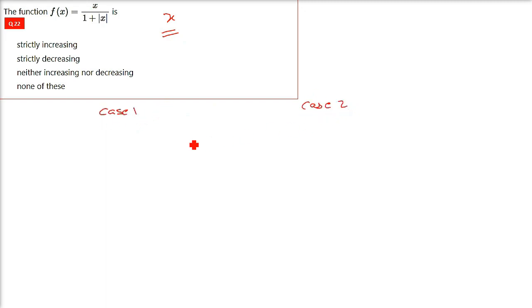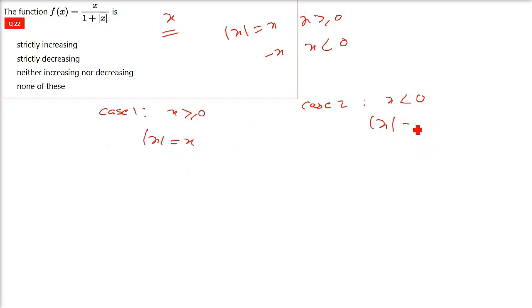Why? Because with modulus x, two things will come, negative and positive. So x can be greater than or equal to 0, or x should be less than 0. These are the two cases for modulus x. And you already know, I've been writing it many times: mod x is x for x greater than 0, negative x for x less than 0. So for x greater than or equal to 0, mod x will be x. For x less than 0, mod x is going to be negative x. Now replace this in 1 plus mod x here.